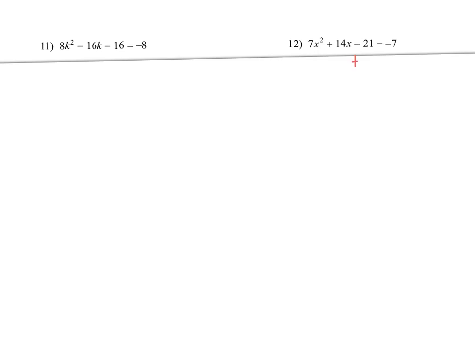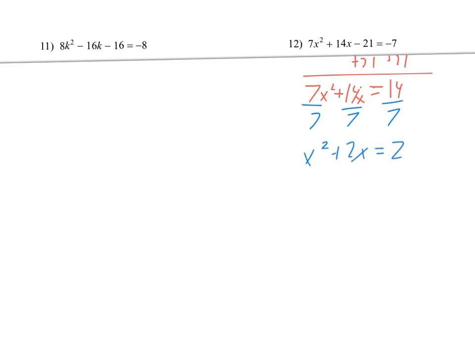I want to do completing the square, so I'm going to add the 21 over. So this will actually be 14, and that'll give me 7x squared plus 14x. Now, very important on this one for completing the square, if we have an a value here, we need to get rid of it by dividing, so I need to divide everything by 7. So this will give me x squared plus 2x equals 2.